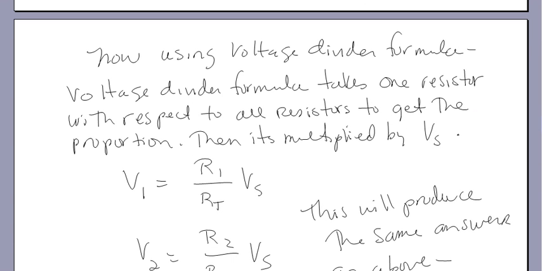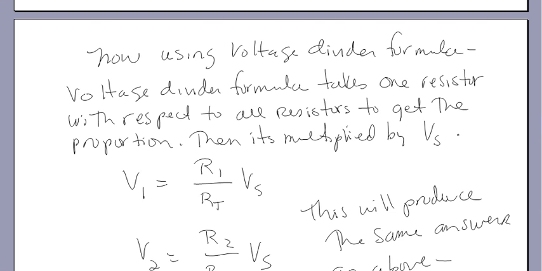Okay, now using the voltage divider formula. Basically you can use Ohm's law all the time, but the voltage divider formula is just another way to get voltage drops. It takes the proportion of one resistor with respect to the total resistance multiplied by the voltage source. It gives just the proportion of voltage that's dropped.